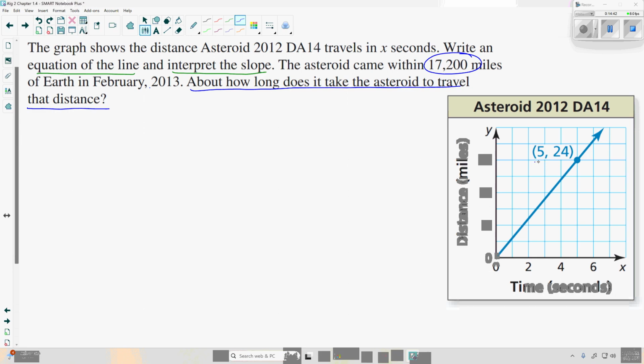Now they did give us two things. One, they did give us a point, 5, 24. And they did give us a second point. It's just not directly listed as 5, 24. But it's another nice point. 0, 0. Even though it's not listed, we do have 2 points. We can find the slope.